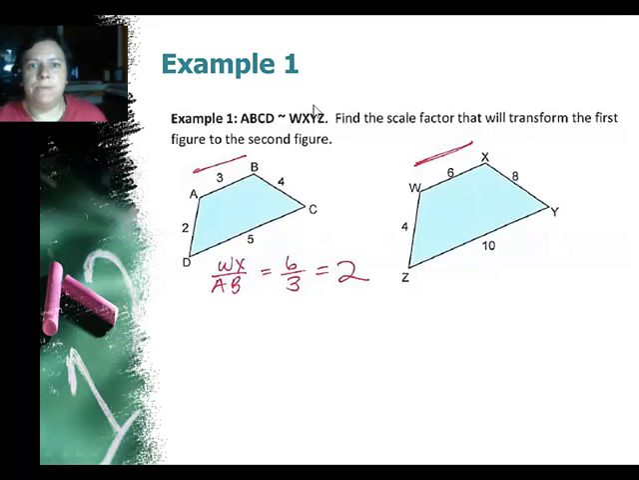So the transformed figure or polygon is WXYZ. So I'll put 6 over 3. You can see it's WX over AB is 6 over 3, which simplifies to 2.